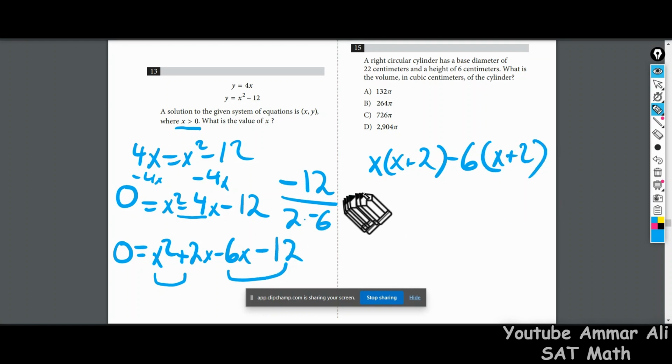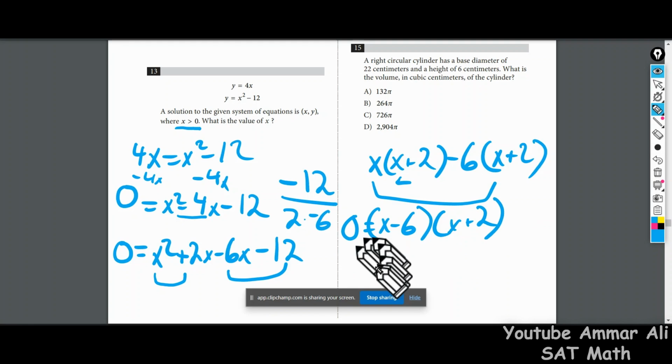Okay, so I was right the first time. We can factor these out from both of these two terms, so then we get 0 is equal to x minus 6 times x plus 2. I just wanted to double check myself, but that is our factored form of this equation.